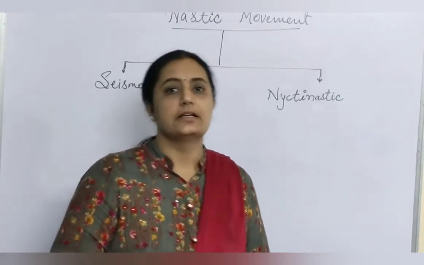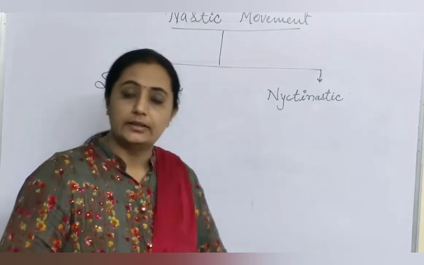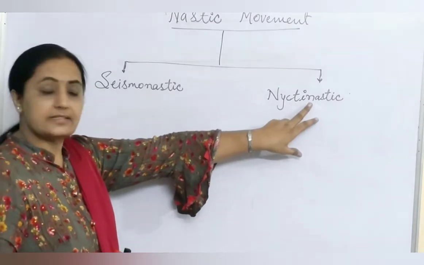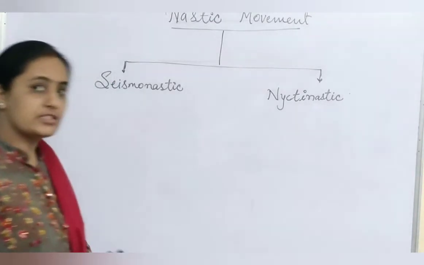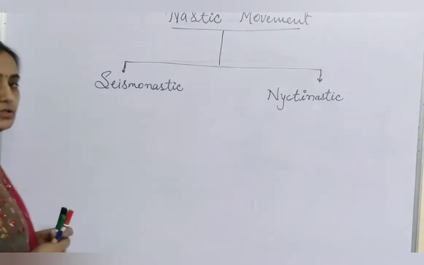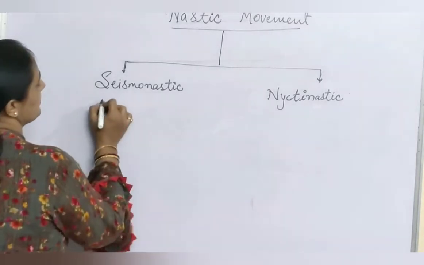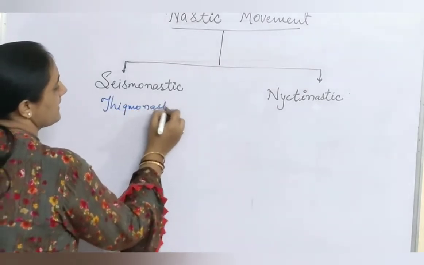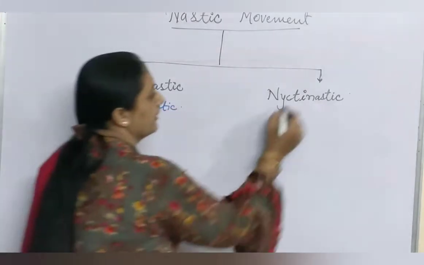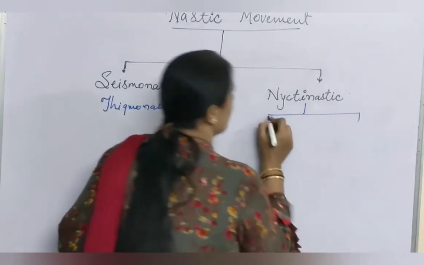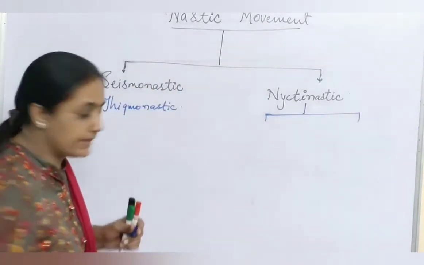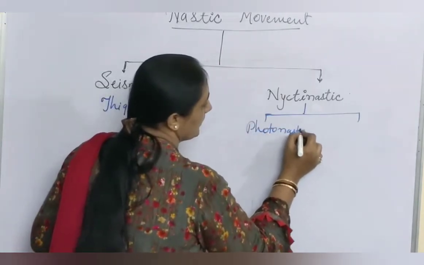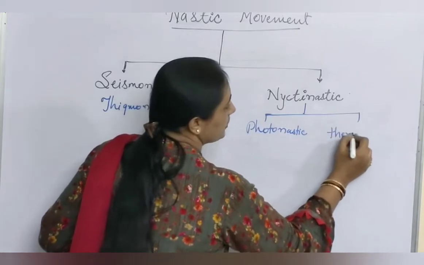Movement shown by plants, that is the nastic movement. Nastic movement is again divided into two parts, seismonastic and nectinastic. What is seismonastic? Seismonastic is also called thigmonastic movement. Nectinastic is again divided into two parts, that is photonastic as well as thermonastic.